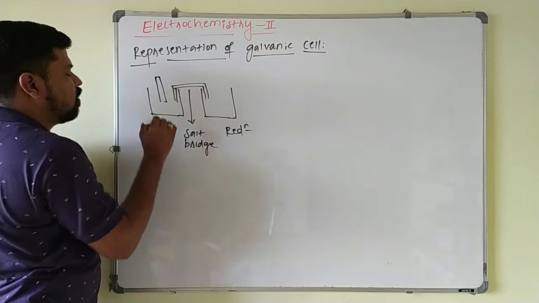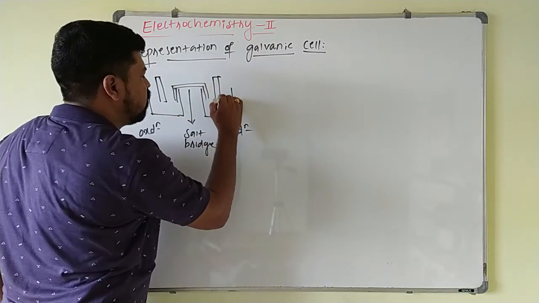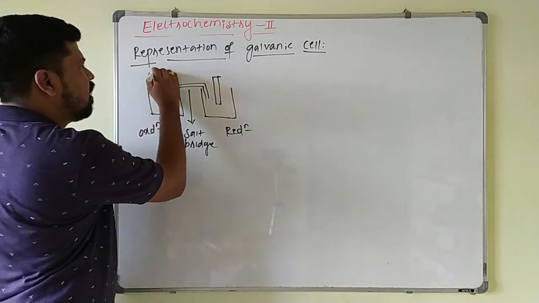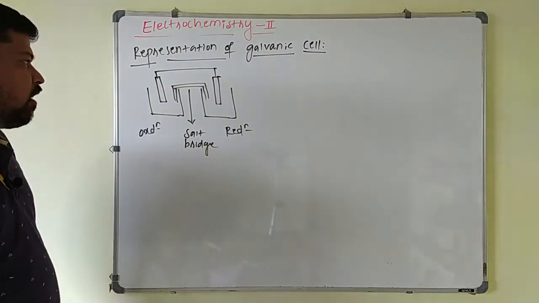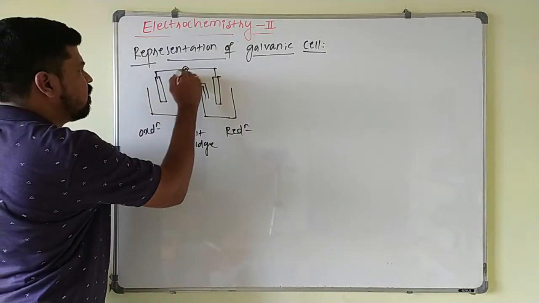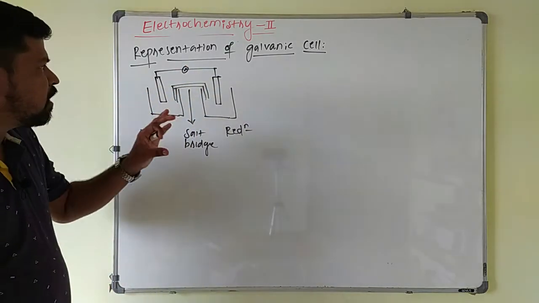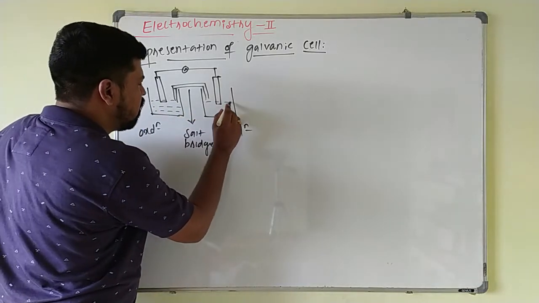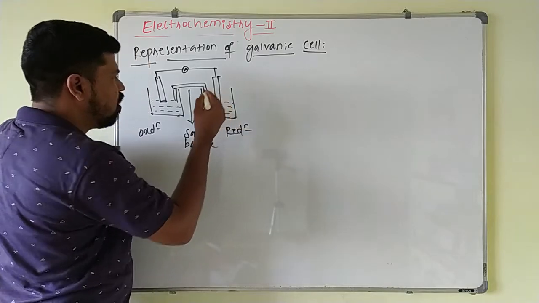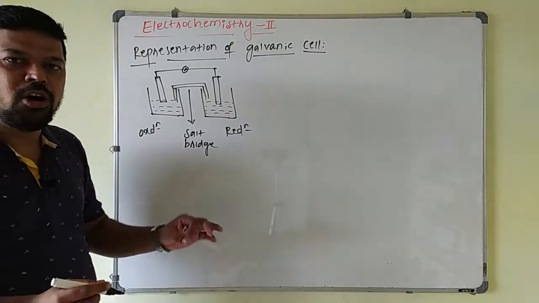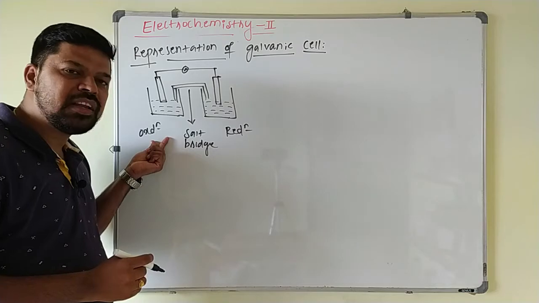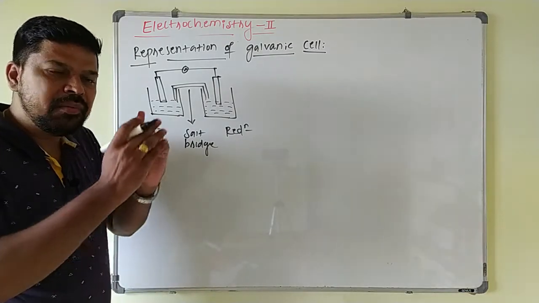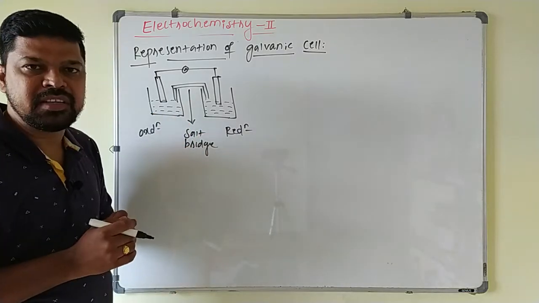Here electrodes are dipped into the electrolytic solution. Here oxidation takes place and here reduction takes place, and these two are connected with an external conducting wire across a voltmeter. For the representation of this galvanic cell, the electrolytic solution is present here. Always keep in mind, the oxidation half cell is written at the left hand side, the reduction half cell is written at the right hand side. In between these two, the salt bridge is represented.